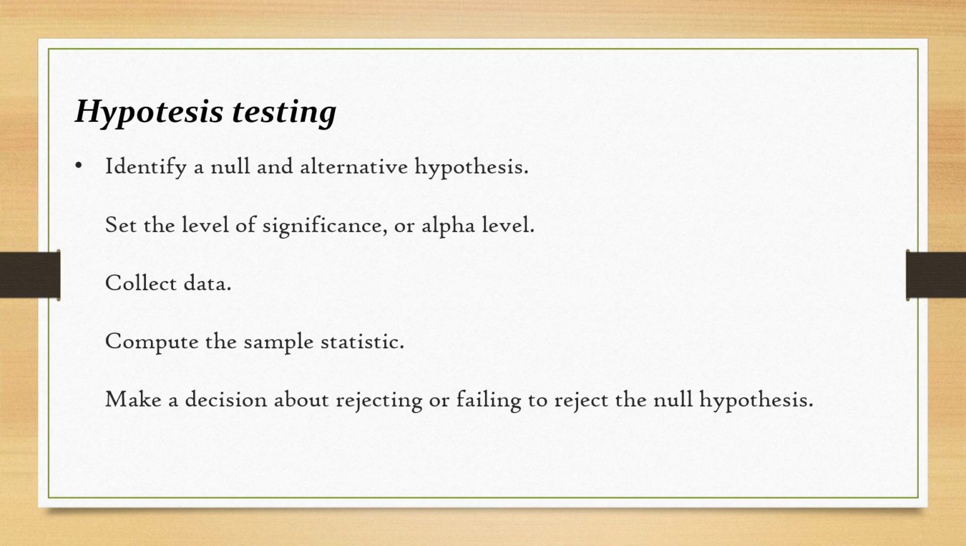Hypothesis testing. There are 5 points. The first is identify a null and alternative hypothesis. Set the level of significance or alpha level. Third is collecting the data. Fourth is compute the sample statistic. And the last is make a decision about rejecting or failing to reject the null hypothesis.